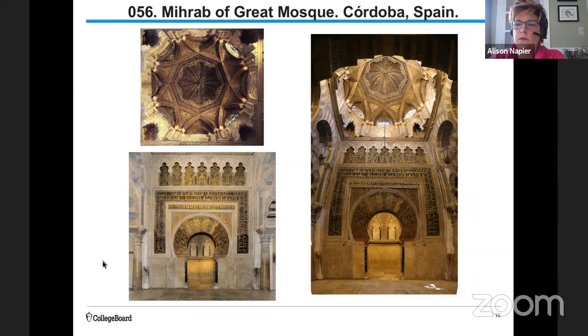You see gold tesserae, this dazzling combination of dark blues, reddish browns, golds, very lavish, intricate calligraphy all around the mihrab itself here as well. The dome, equally dazzling, these crisscrossing ribs, again, covered in gold mosaic that create this radial pattern.